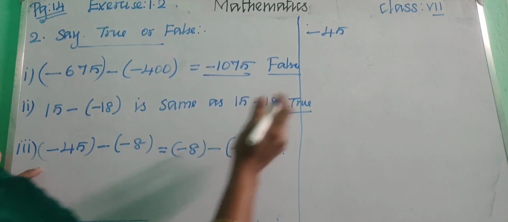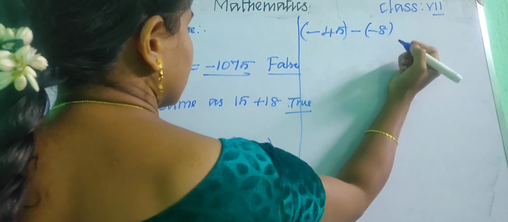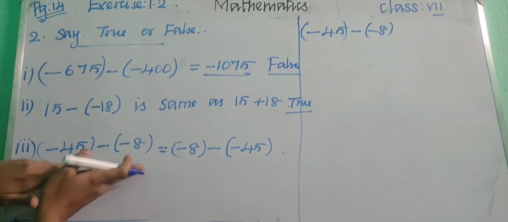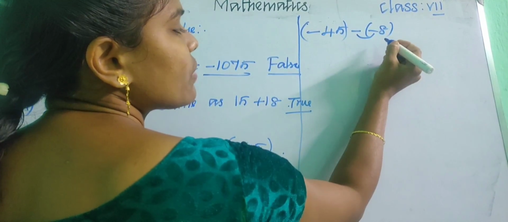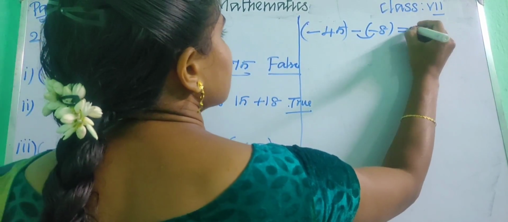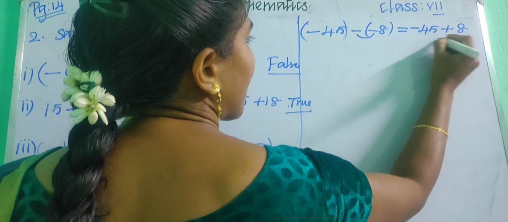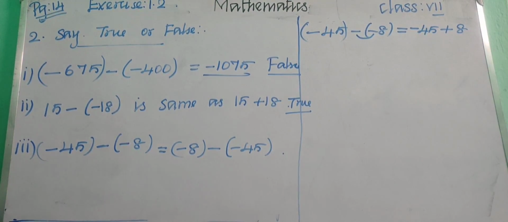Minus 45 minus 8. I have just taken the left hand side, that is LHS. We have two signs, so what can we do? Simply minus into minus is plus. So minus 45 plus 8. We have different signs, so we can subtract and put the sign of the greater number.